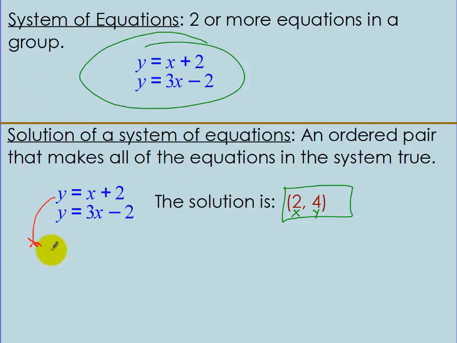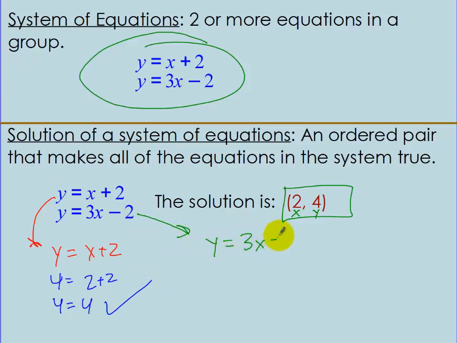So I'm going to do the top one first, y equals x plus 2. If I plugged in 2 and 4, I would get 4 equals 2 plus 2, and 4 equals 4, and that checks out to be true. Let's do the bottom one. You get y equals 3x minus 2. Well, if I plug in our values, I'm going to get 4 equals 3 times 2 minus 2, which is going to be 6 minus 2, and that means 4 equals 4, and that also checks out.